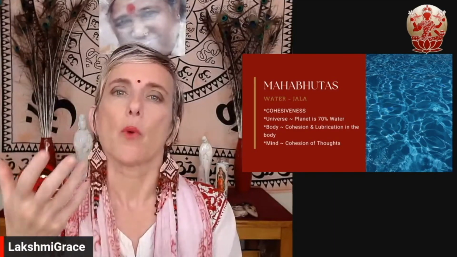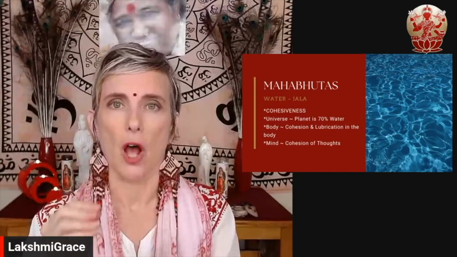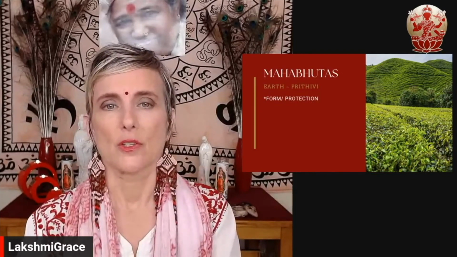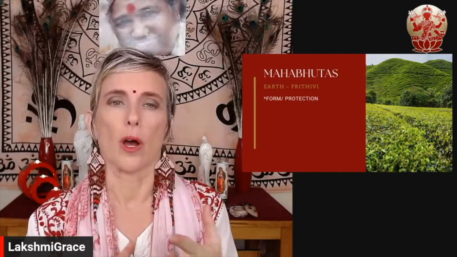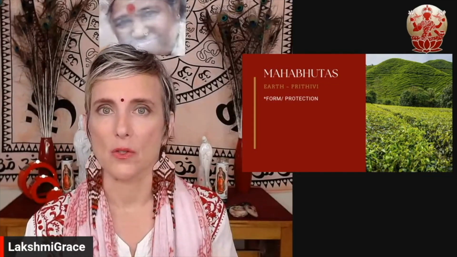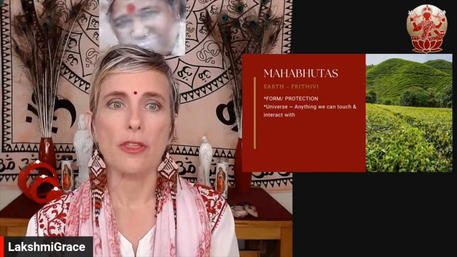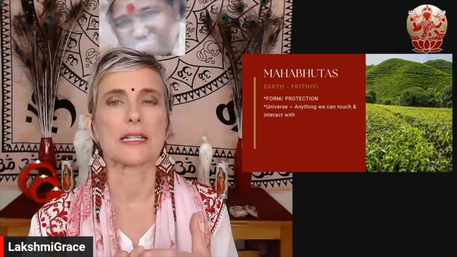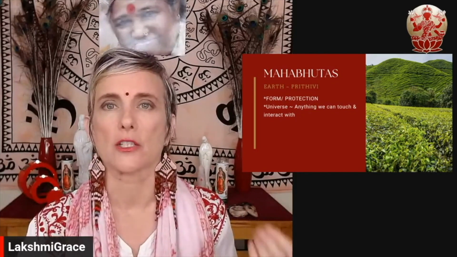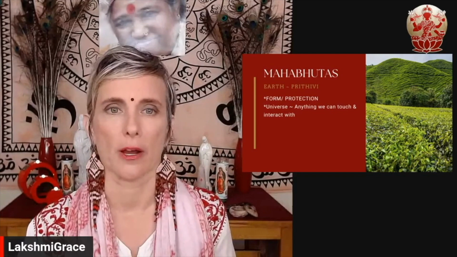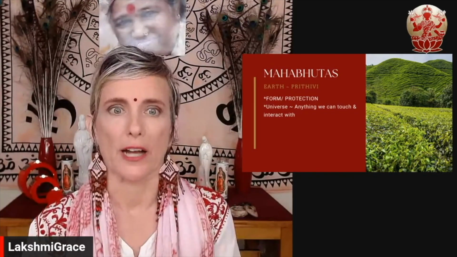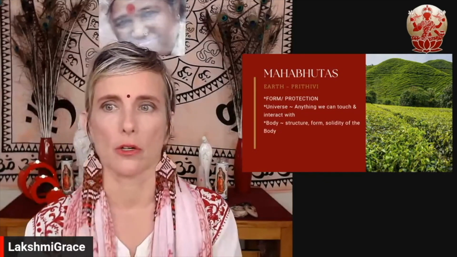So as things become more cohesive, they become more solid, more dense, more gross. They become earth. So the earth element, or prithvi in Sanskrit, expresses itself as solidity or mass or form. So earth in the universe is reflected in nature as planets, mountains, rocks, all solid structures are represented by earth. Earth represents things and anything that you can touch or interact with. That's all physical and it's all earth.